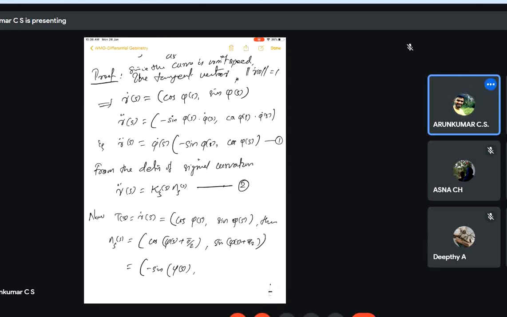Cos, so it is minus sin phi of s, and so you are in the second quadrant, so sin will be positive, so sin of phi of s plus pi/2 will be cos phi of s.